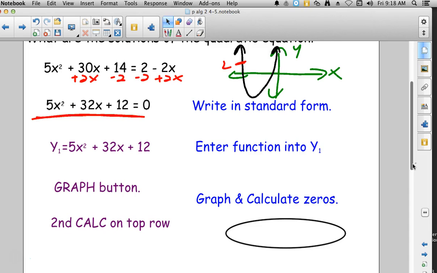Enter. Now Blinky says right bound. Blinky is waiting for us to move Blinky to the right of that intersection. So hit your right arrow at least once. Hit enter. That'll tell Blinky, yes, now I'm on the right-hand side.